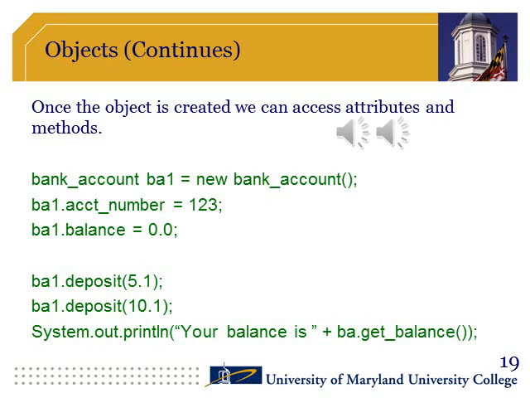Once the object is created, we can access attributes and methods. In this example, we created a bank account object BA1. We set its account number to 123. We set its balance to 0.0. Then we make two deposits, one for 5.1 and another for 10.1. Finally, we call getBalance and the balance is returned.